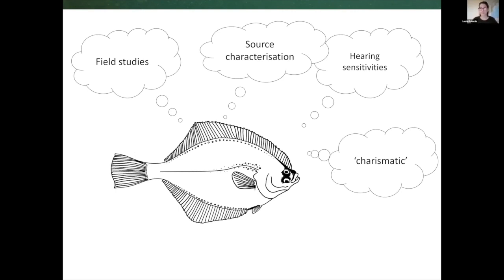As I touched upon earlier, another issue is characterizing our source. We need to characterize sources in terms of the stimuli our animals are actually detecting. So we need to characterize them in terms of substrate-borne vibrational waves and particle motion in addition to pressure. And we need to combine those measurements with understanding of hearing sensitivities of our organisms. And of course, the big issue is a lack of focus on the non-charismatic organisms, and more research focus has been upon marine mammals, for example, rather than fish and invertebrates.